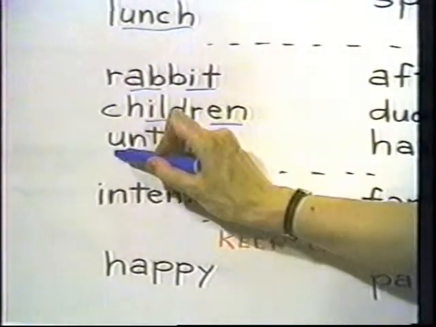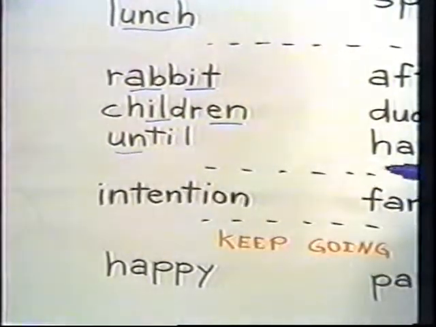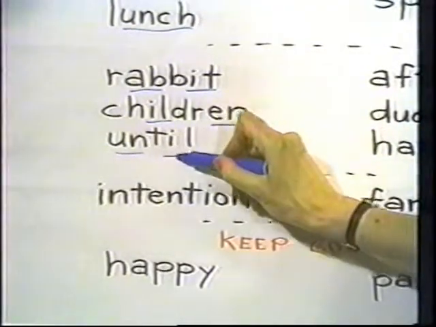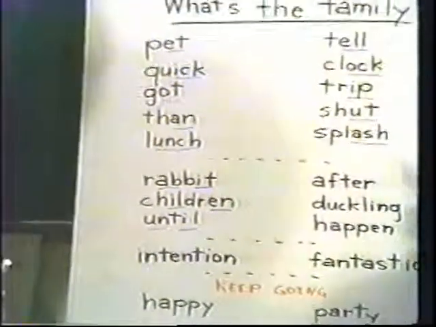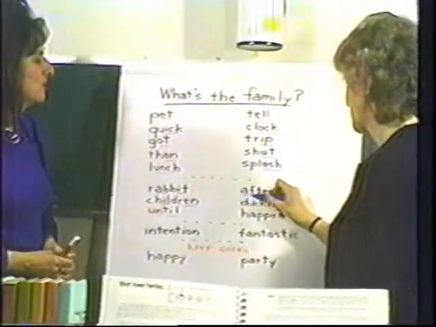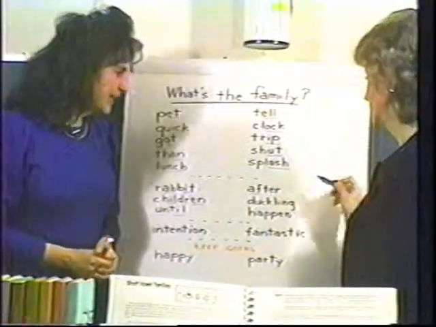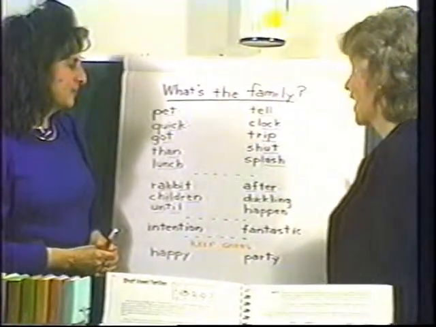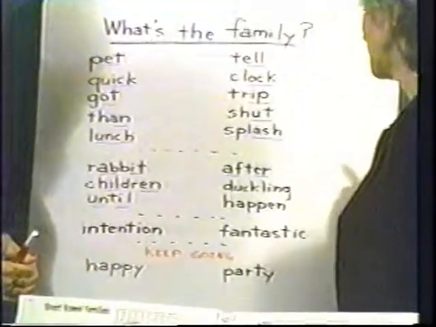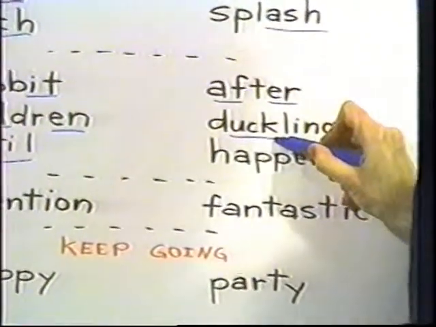Underline UN. What's the family? Un. Underline IL. What's the family? Ill. Add T. Till. What's the word? Until. Good. Underline AF. What's the family? Af. Underline ER. What's the family? Add T. Ter. What's the word? After.